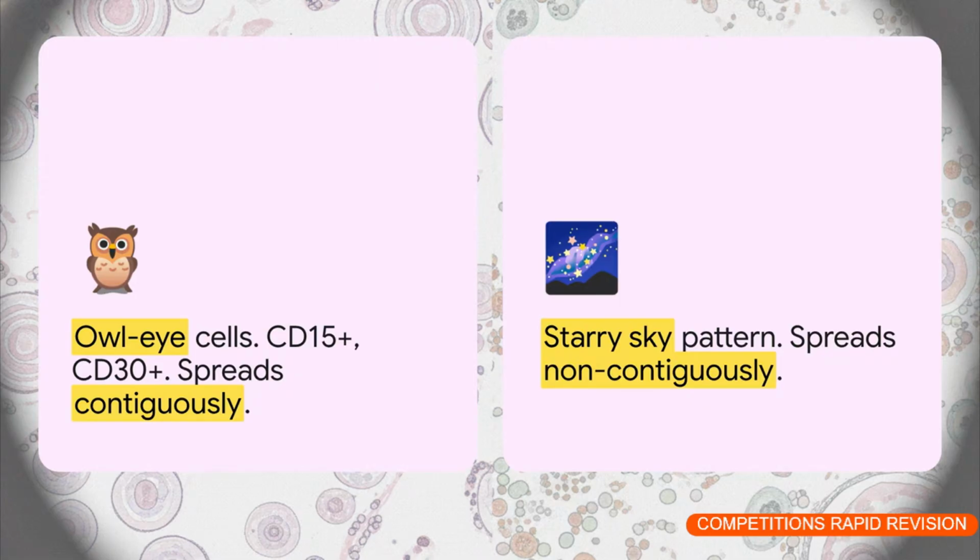Non-Hodgkin lymphoma, however, might show a starry sky pattern, which is classic for the Burkitt subtype. It has variable B-cell origins, and it spreads non-contiguously, making it much more unpredictable and widespread, often with extranodal involvement.